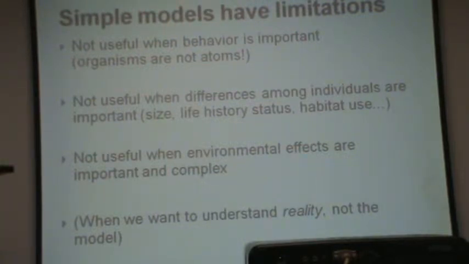Simple models aren't useful when the differences among the individuals are important. For example, if their size makes a difference or where they are in their life cycle. And these models tend not to be as useful when habitat effects or environmental effects are important. Or as Volker Grimm says, when you realize that what you want to understand is not the model itself, but you want to understand reality. So simple models make it easy to understand the model, but they don't always help us understand reality.